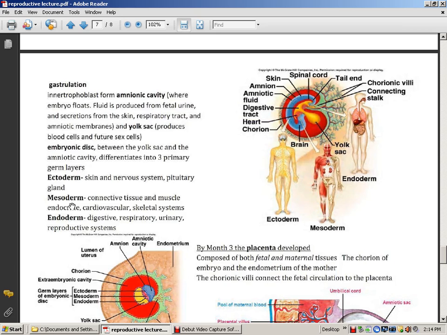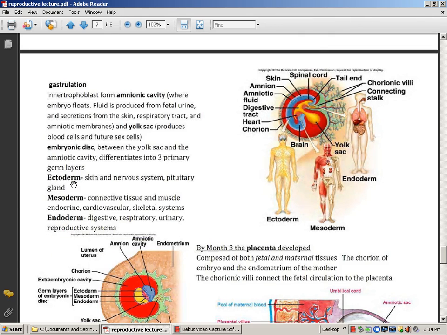But the three layers you need to know that the cell mass is becoming are the ectoderm, the mesoderm, and the endoderm. The ectoderm is the outer layer, the endoderm is the inner layer, and the meso is the middle layer. The significance of each of these layers, they become different organ systems.